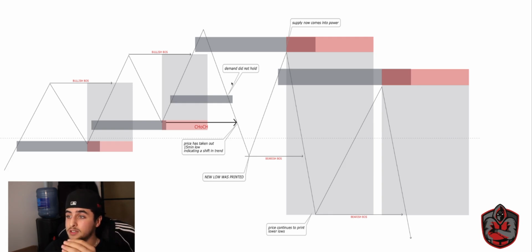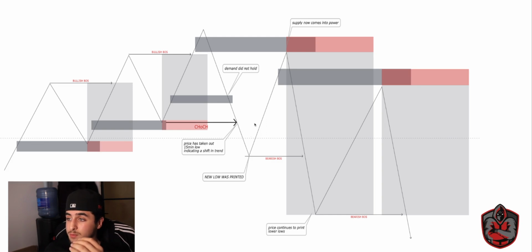However, what happened? This demand did not hold, the demand failed. And not only did the demand fail, it also took out the low. Price has taken out the 15-minute low, indicating a shift in trend. And then what happened? A new low was printed. Once this new low was printed, we have now identified the change of character, and we've took into account that price is now shifting in trend.